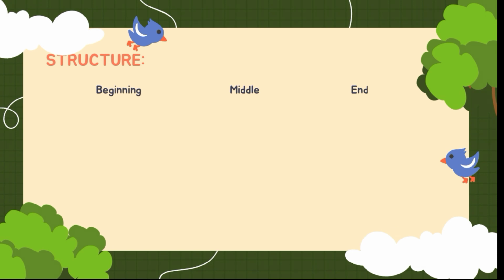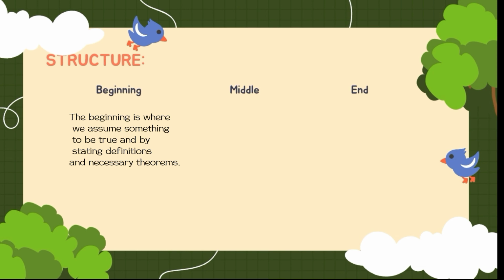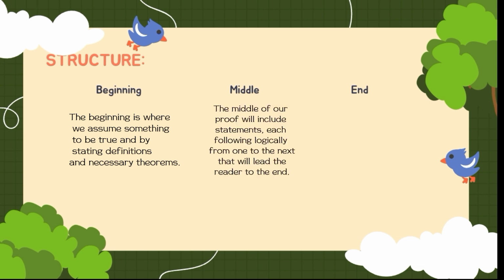As we stated above, all proofs have a basic outline, the beginning, middle, and an end. The beginning is where we assume something to be true by stating definitions and necessary theorems. The middle of our proof will include statements, each following logically from one to the next, that will lead the reader to the end. The end is our conclusion and the statement that we are trying to prove.